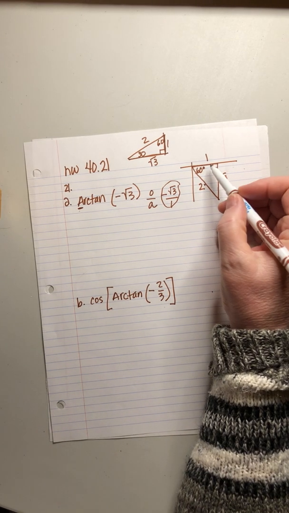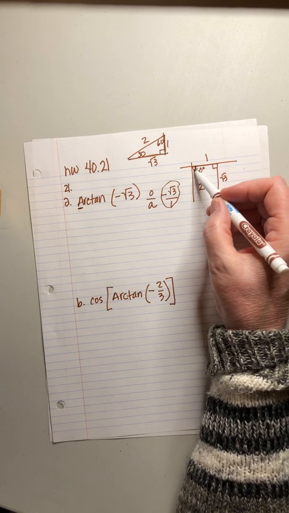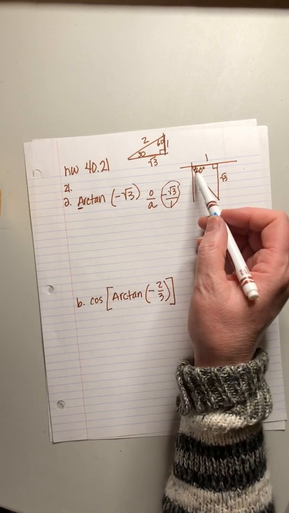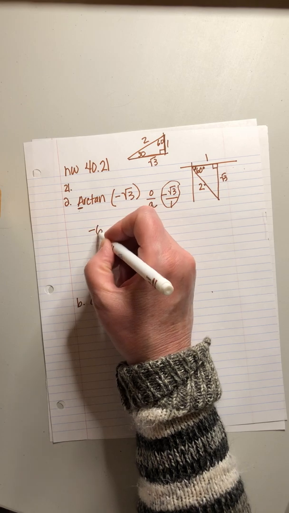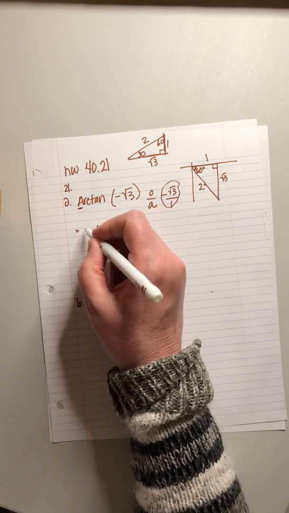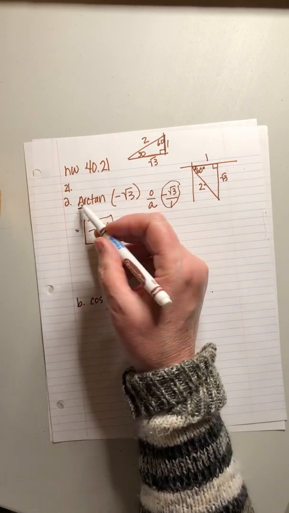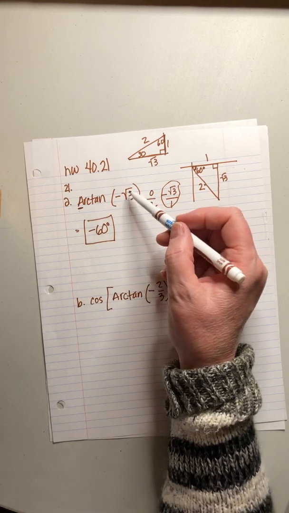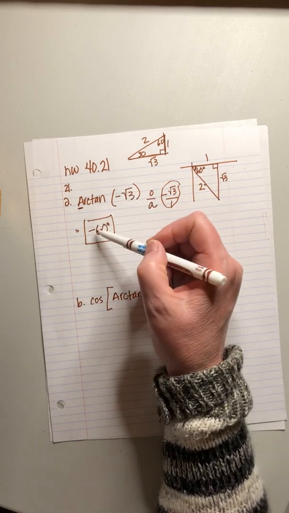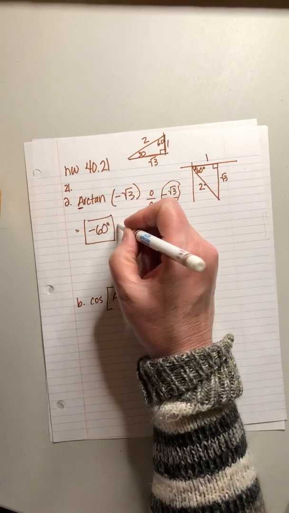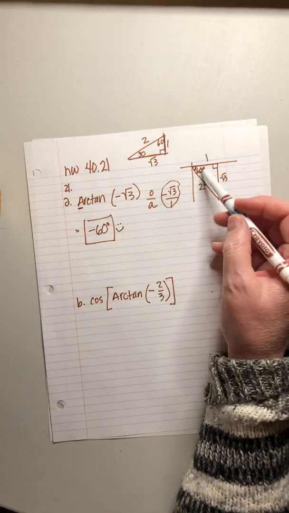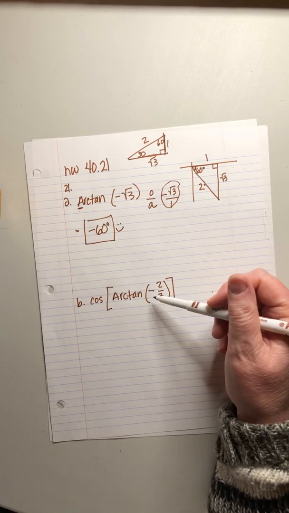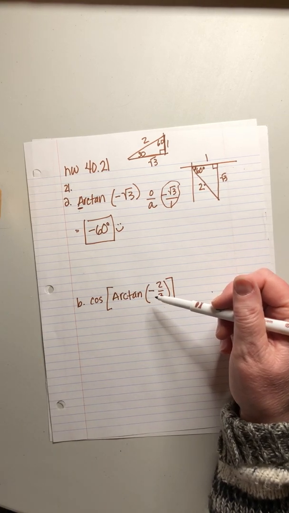Yes. So this is the angle that gives us an arc tangent of minus square root of 3. So it's a minus 60 degrees. The arc tangent, the angle whose tangent is minus square root of 3, is minus 60 degrees. Okay, and we drew a picture of it right there. Beautiful. Okay, now we're going to try to do the same thing over here.